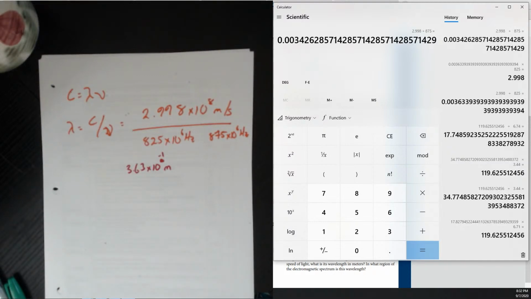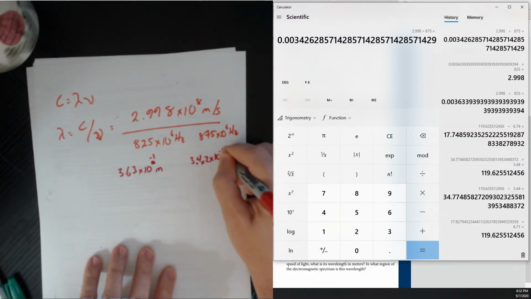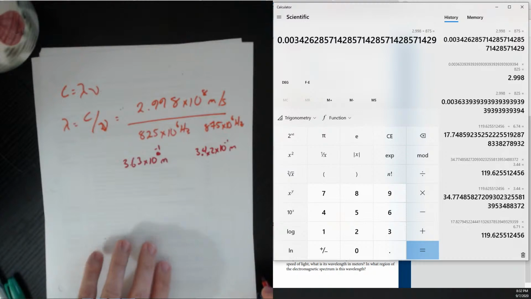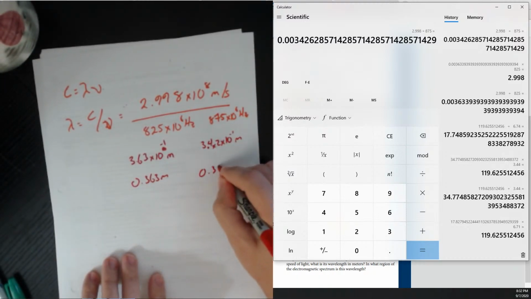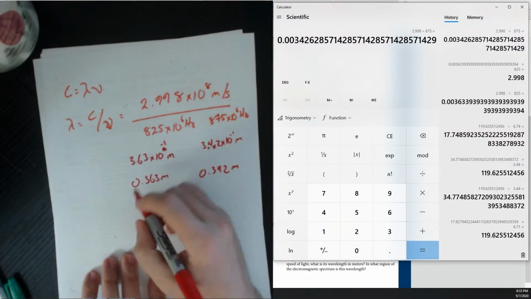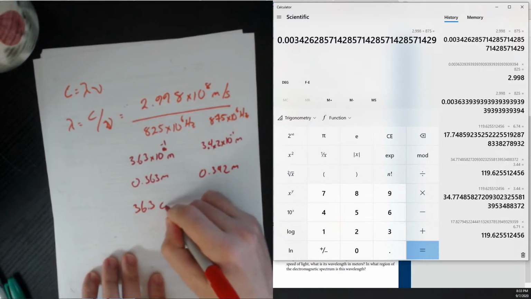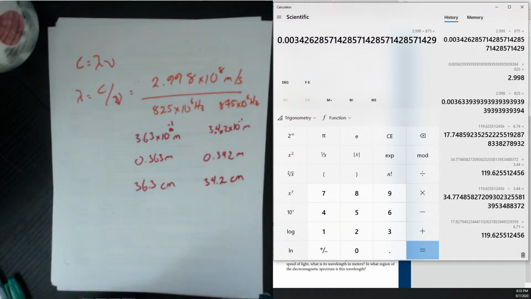Because the other one is going to be 3.42 times 10 to the -1st meters. So that is to say 0.363 meters, 0.342 meters. To translate those to centimeters, you multiply them by 100. So 36.3 centimeters, 34.2 centimeters, thus putting them neatly within the radio wave.